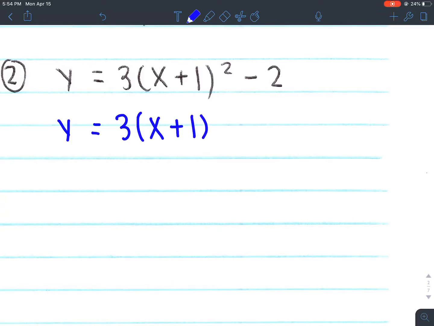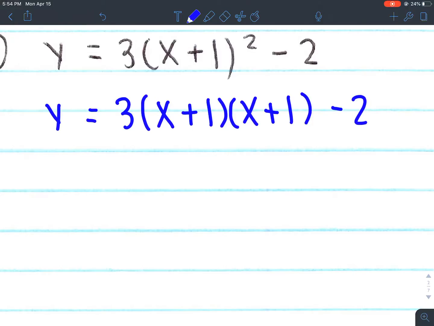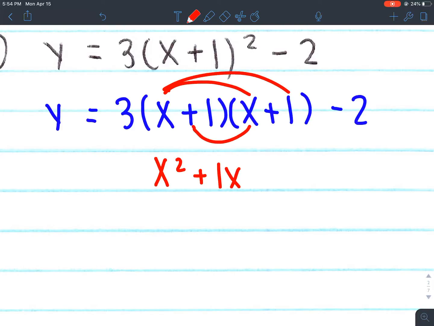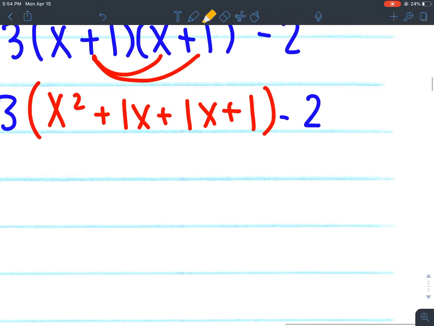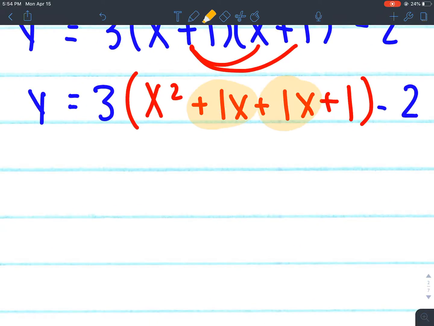x plus 1, x plus 1, minus 2. Double distribute: x squared plus 1x plus 1x plus 1. Again, everything stays the same. That 3 is going to stay out there. It's not going to be distributed yet. I have some like terms.